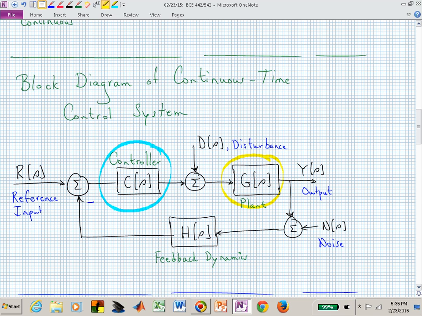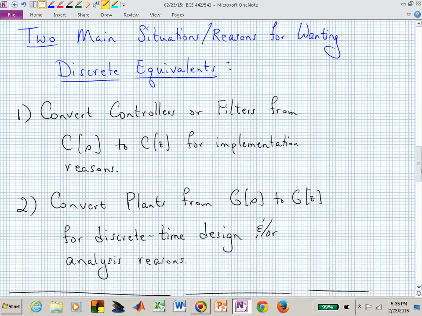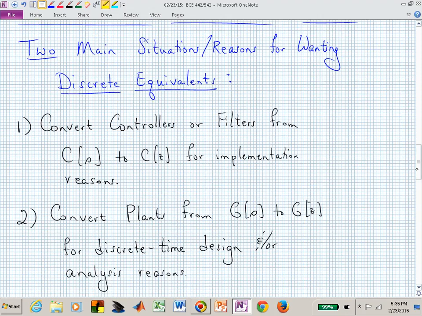We're working with this analog environment, and we're trying to go between one of these two scenarios. I think the first scenario was blue, and the second scenario was yellow. The first scenario being you might have a filter, you might have a controller, and you want to discretize that.